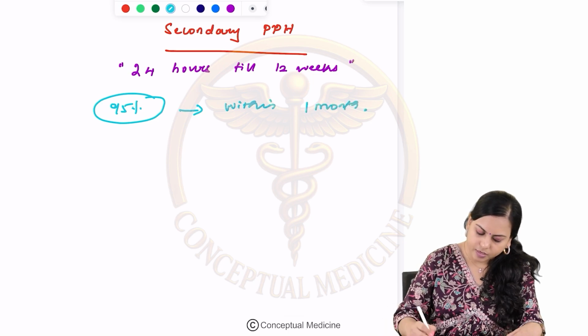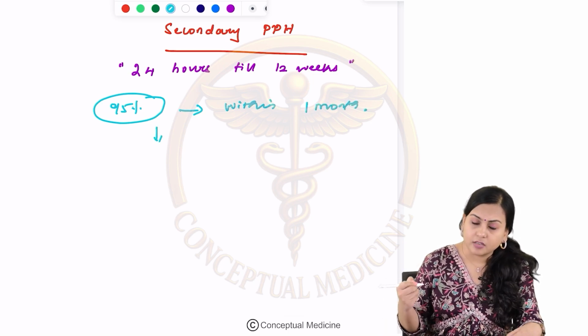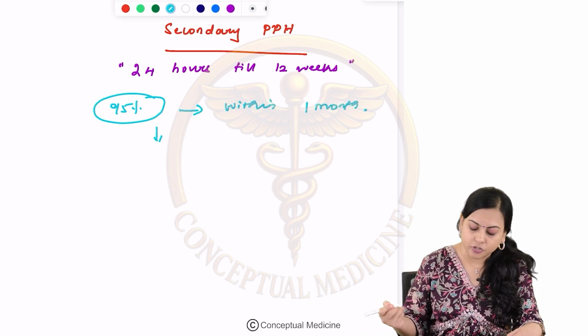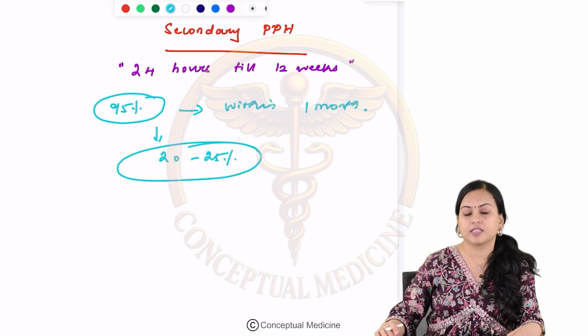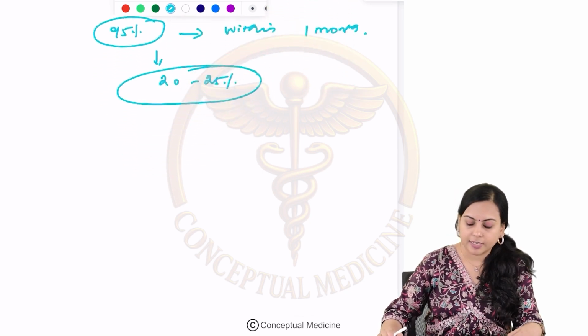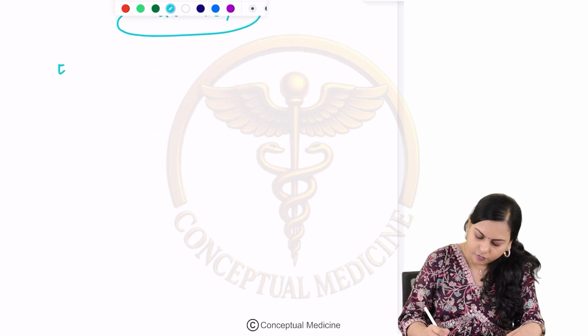after delivery, and a person with a history of secondary PPH has a recurrence rate of 20 to 25% in successive pregnancies also. Clear? Now we'll see the etiology.